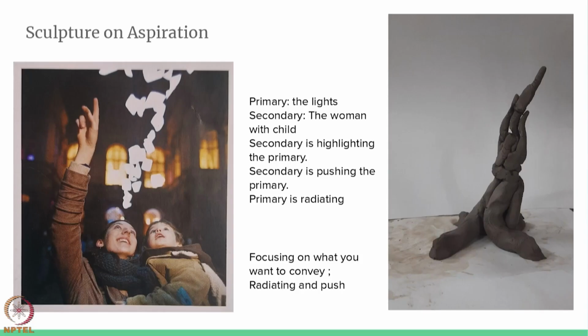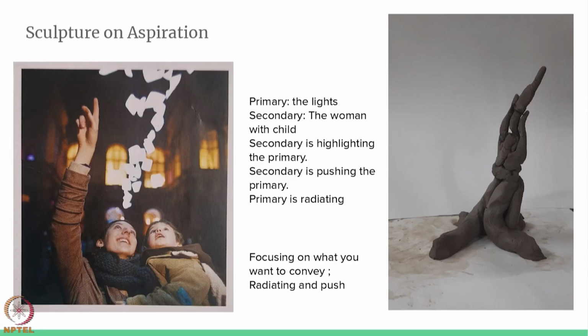So this was a group assignment that we did, that we initially started by picking out pictures from magazines. In a picture, we were analyzing the primary element and the secondary element. In my picture, I found out that the primary, which are the lights, are highlighted by the secondary. The secondary is pushing the primary and the primary is radiating, which I tried to convert into my clay doodle. It was a very quick rough doodle I made, in which I wanted to show radiance.